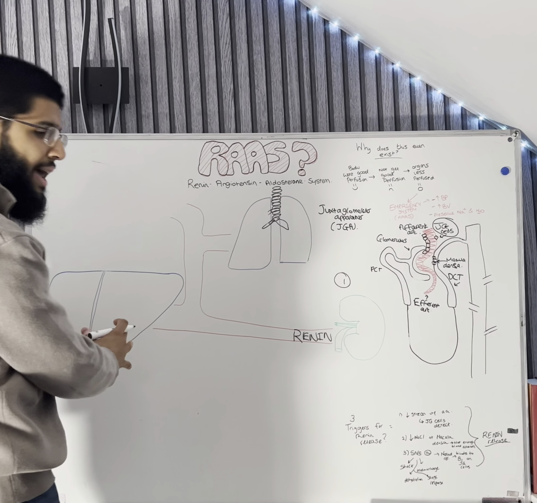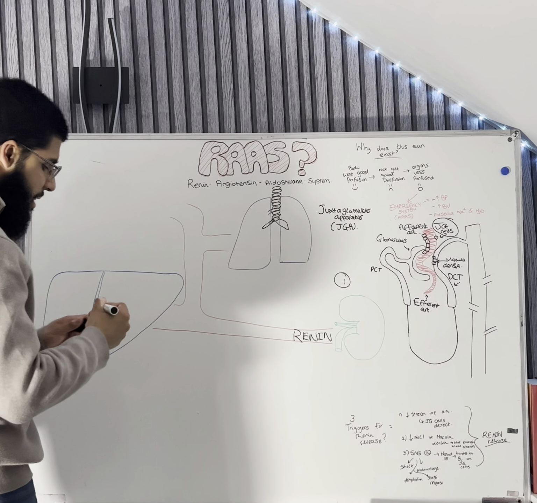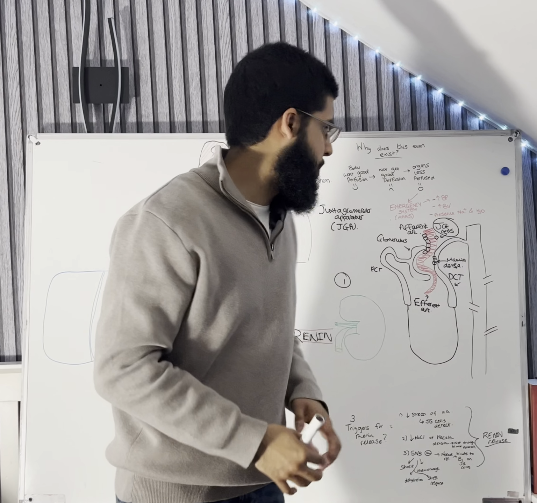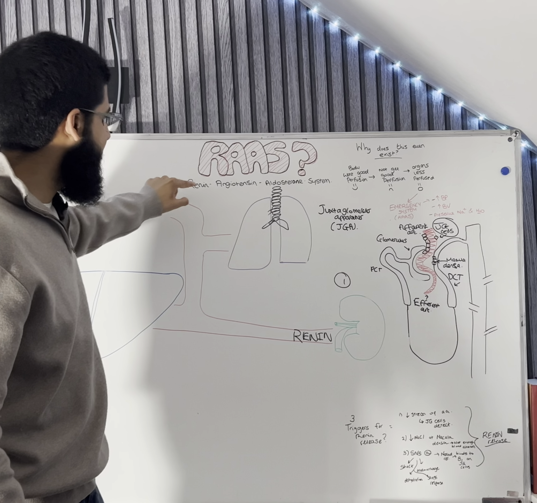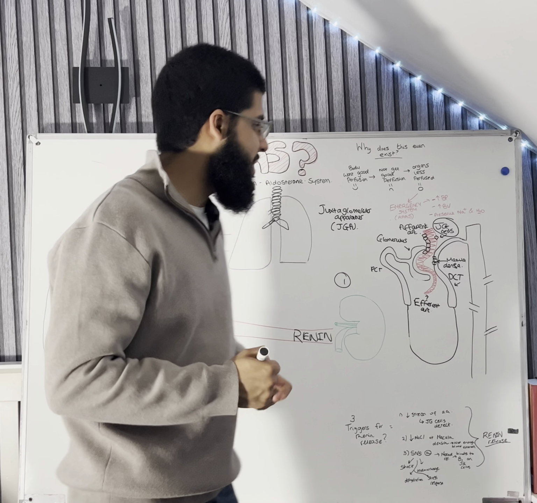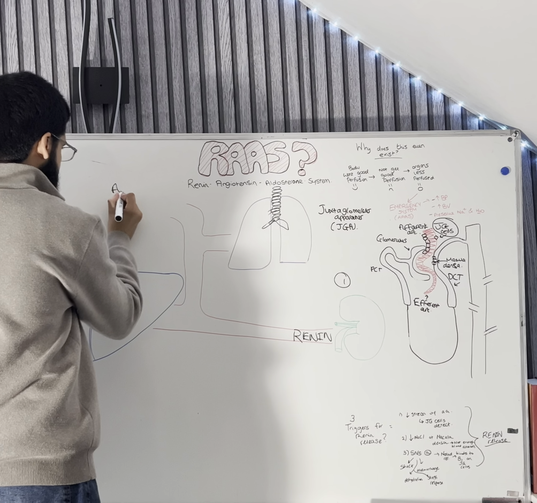Let's look a bit more at the liver. So at the liver, we're going to be focusing on something called angiotensinogen. But let's stop there. The name is the renin-angiotensin, not angiotensinogen. So let's break down angiotensinogen, the word.